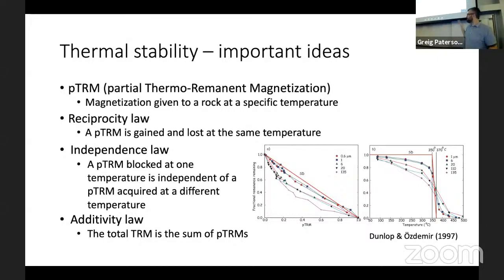The first is the reciprocity law. This is the idea that at any given temperature, the amount of PTRM or TRM that we give it in our known field under experimental conditions, the amount that's gained, is the same as the amount of signal lost at that temperature. Then the independence law, where a PTRM blocked at one temperature is independent of all of the different temperature steps in our experiment. And then the additivity law. The idea is that you can take the PTRMs, add them up, and that gives you the total TRM.